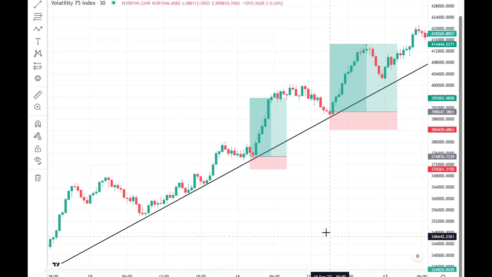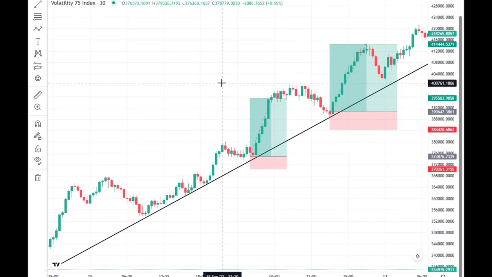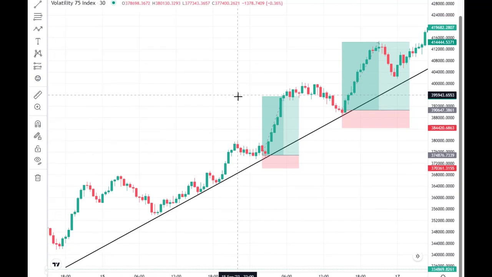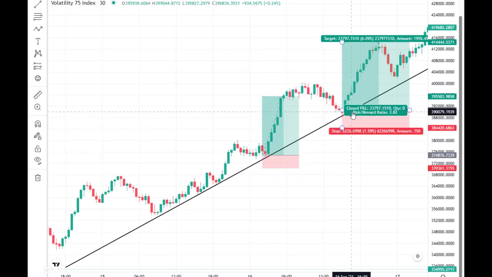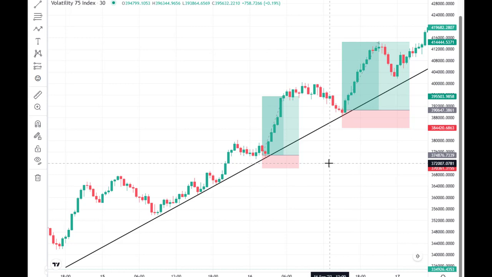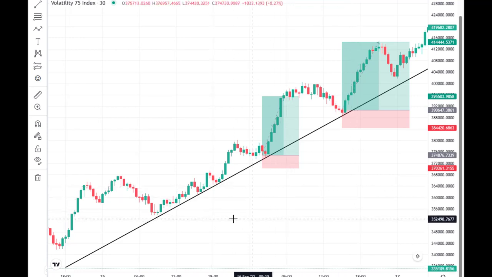Guys, it's amazing how effective the trendline strategy can be just by simply plotting a zone, waiting for price to come and tap the trend line, and we enter. Look at these amazing trades. We have very high risk-reward ratios that we got just using a trend line strategy. So in this video, on Volatility 75, I'm going to share a simple trend line entry strategy with you. Very simple and very effective, guys.